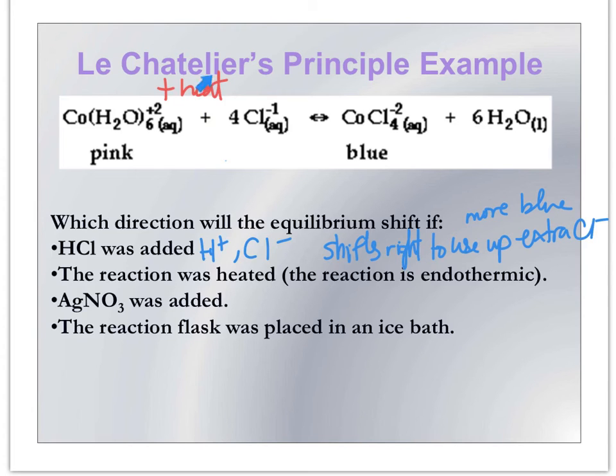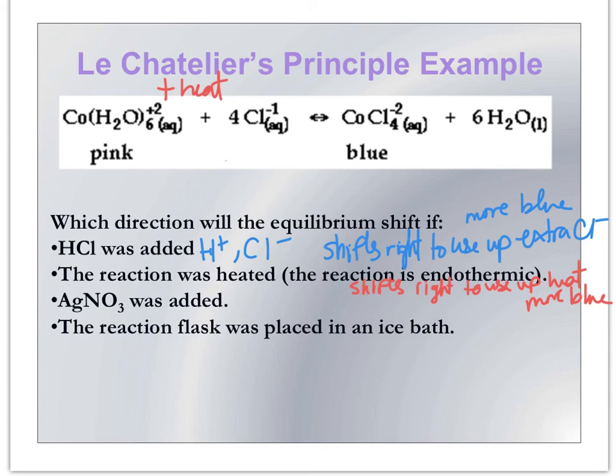If I want to use up that extra heat, I'm going to shift to the right to use it up. And so it's going to again become more blue. So again, shifts right to use up heat. So it becomes more blue.